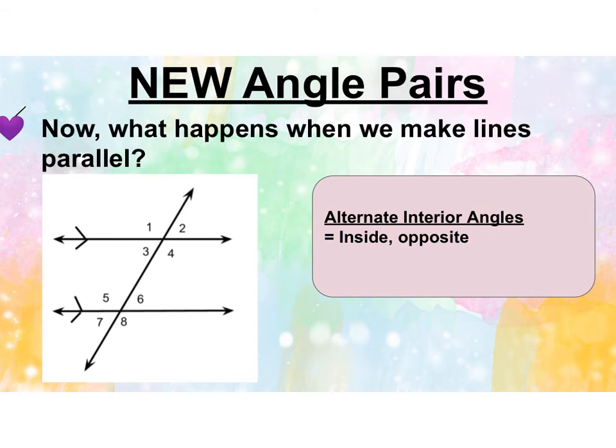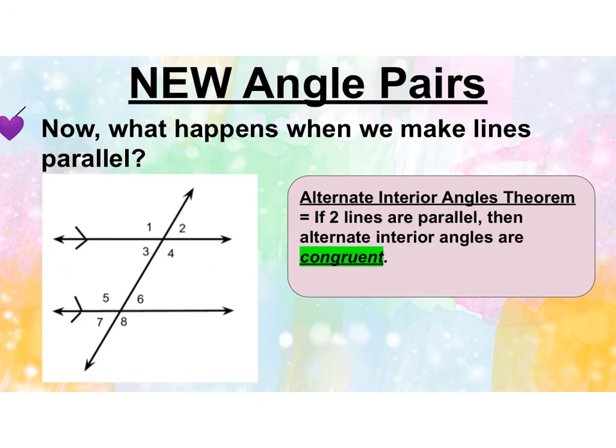Let's look at what happens with our alternate interior angles. Again, our lines are parallel. We have our transversal of C. We have our river. So we're now interior and opposite. So we're looking at 4 and 5. Well, 4 looks obtuse, 5 looks obtuse. They are going to be congruent again. So we have a new theorem, alternate interior angles theorem. If 2 lines are parallel, then alternate interior angles are going to be congruent. So we could say 4 is congruent to 5 and 3 is congruent to 6.